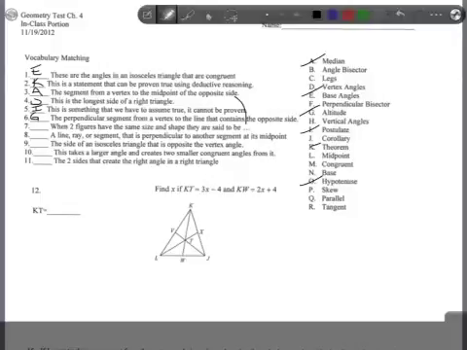When two figures have the same size, same shape, they are congruent, which is M. A line, ray, or segment that is perpendicular to another segment at its midpoint, that's perpendicular bisector, which is F. A side of an isosceles triangle opposite the vertex angle, that is the base, which is N. This takes a larger angle and creates two smaller congruent angles from it, that's an angle bisector, which is B. The two sides that create the right angle in a right triangle are legs, which is C.